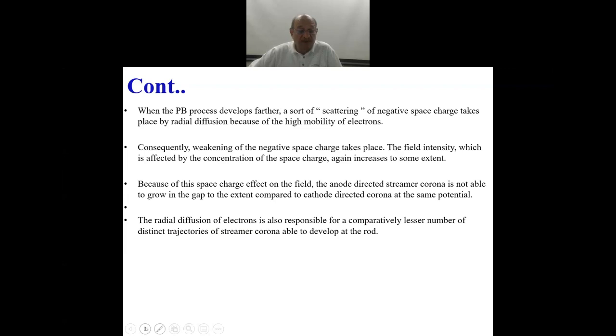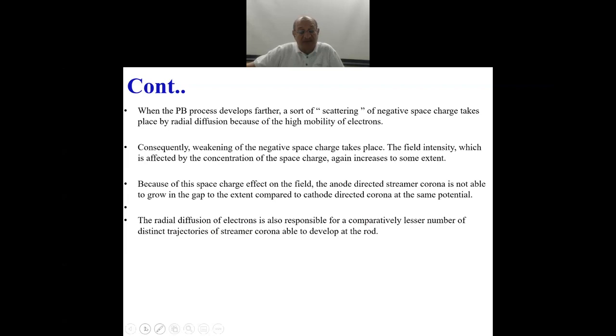When the partial breakdown process develops farther away from the electrode, scattering of negative space charge takes place by radial diffusion because of the high mobility of electrons. Consequently, weakening of the negative space charge takes place. The field intensity, which is affected by the concentration of space charge, again increases to some extent. Because of this space charge effect on the field, the anode-directed streamer corona is not able to grow.